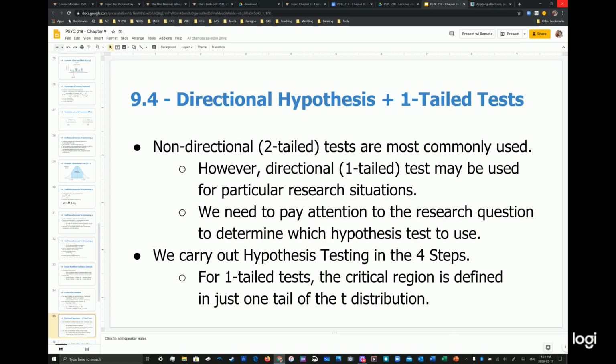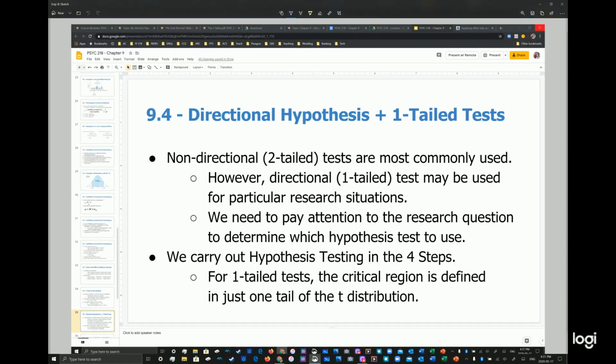Again, just like you can do a one-tailed test for z-test, you can also do a one-tailed test for t-test as well. Remember, two-tailed tests are more commonly used because we're trying to see if there's a difference. It's also more stringent and more strict because alpha is smaller, since it's split into two. Again, we need to pay attention to what the research question asks to help us determine which hypothesis test and whether we use one-tail or two-tail. Again, the steps are the same. It's still the 4 steps, except now it's a one-tailed test, and the critical region is just one tail of the t-distribution, not 2.